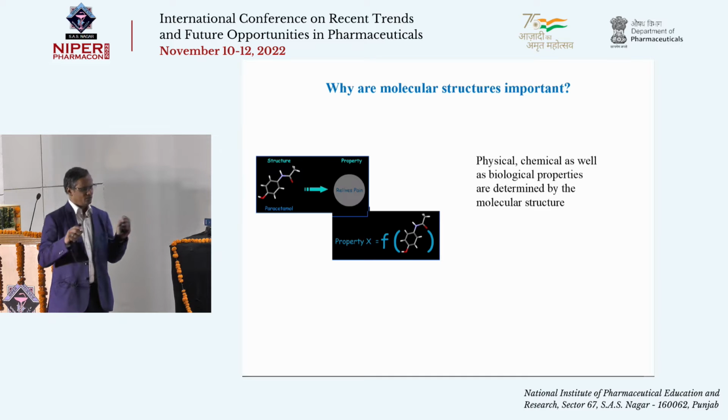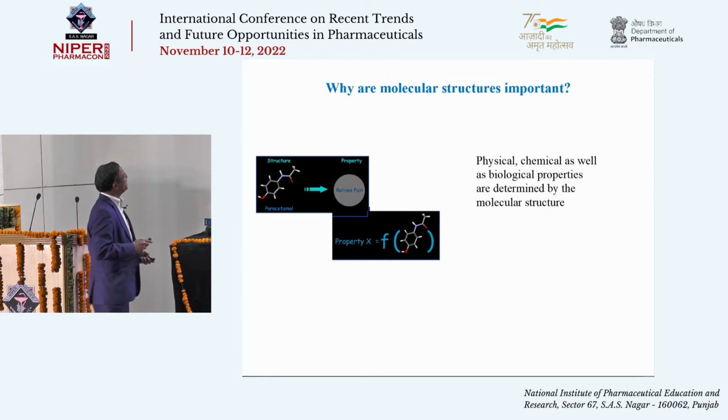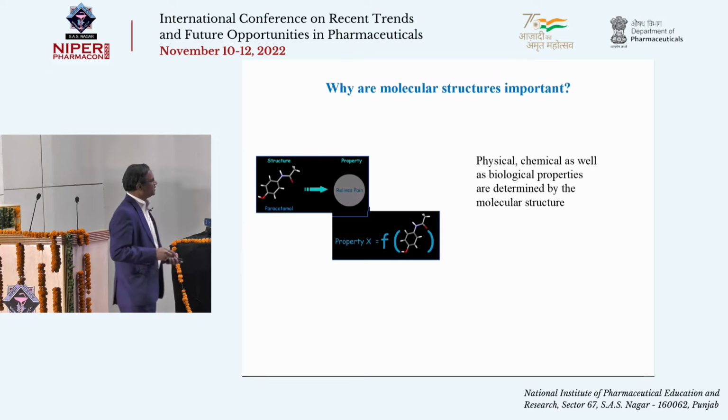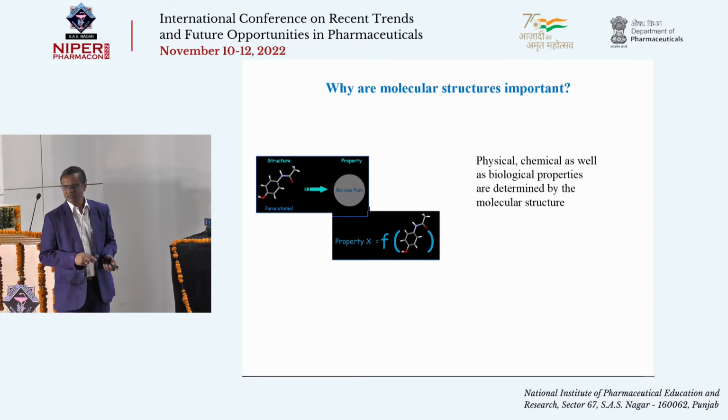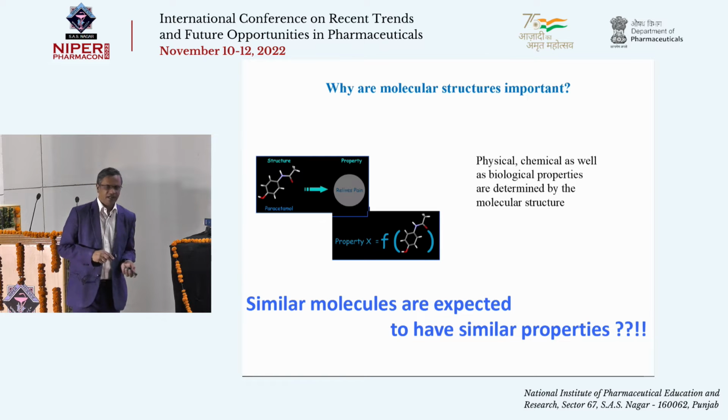So let us look at some simple things. I don't want to talk about very complicated things today in the morning. Why are molecular structures important? Because people try to look at structure determination. The reason is that physical, chemical, as well as biological properties are determined by the molecular structure. This is a concept that we all know. Then we extrapolate it and say that similar molecules are expected to have similar properties.